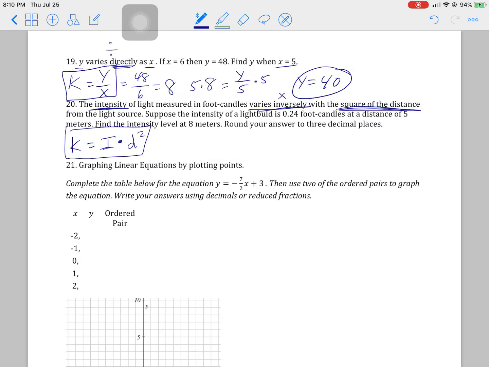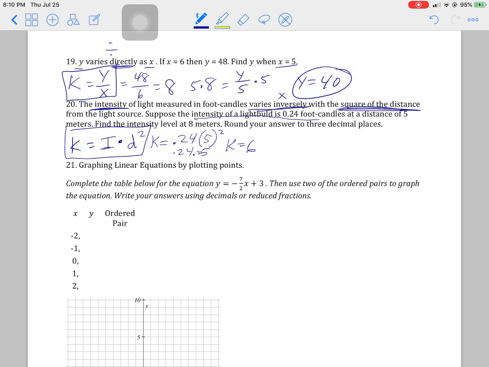All right, step one is to plug in the I and D they give you and find K. So here's one here. The I is 0.24 at a distance of 5 meters, which is going to be squared in the formula. 0.24 times 25, sorry, I can hardly read that. So K is going to equal 6 apparently.